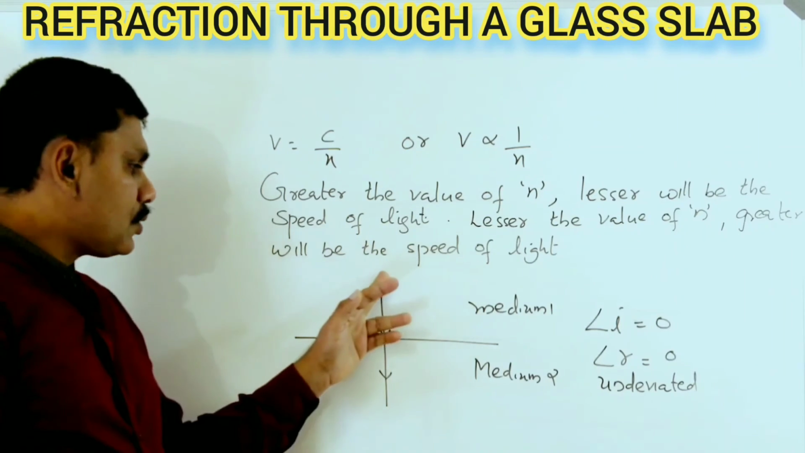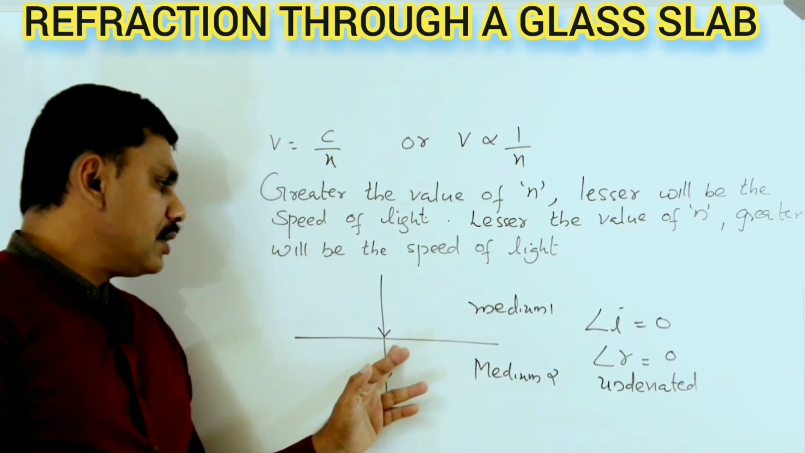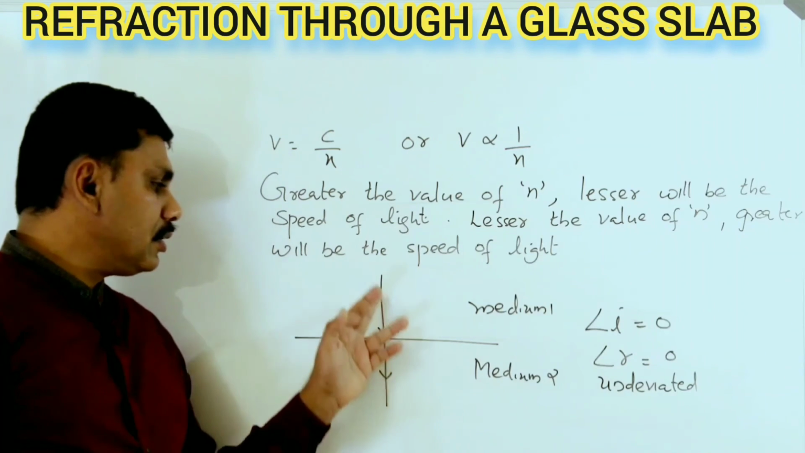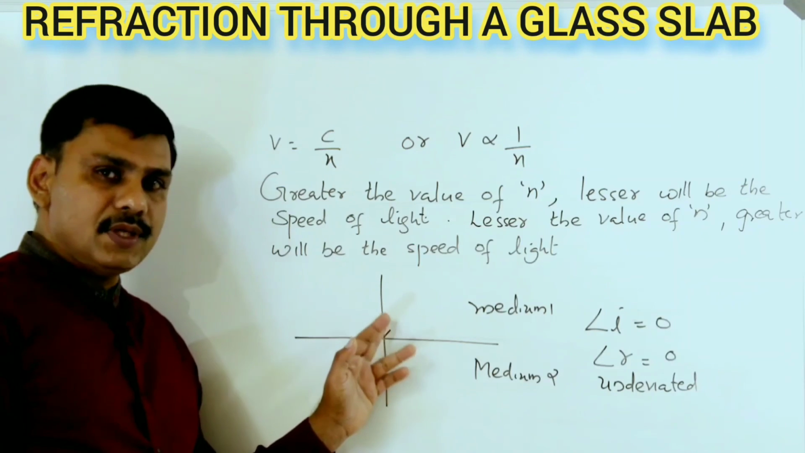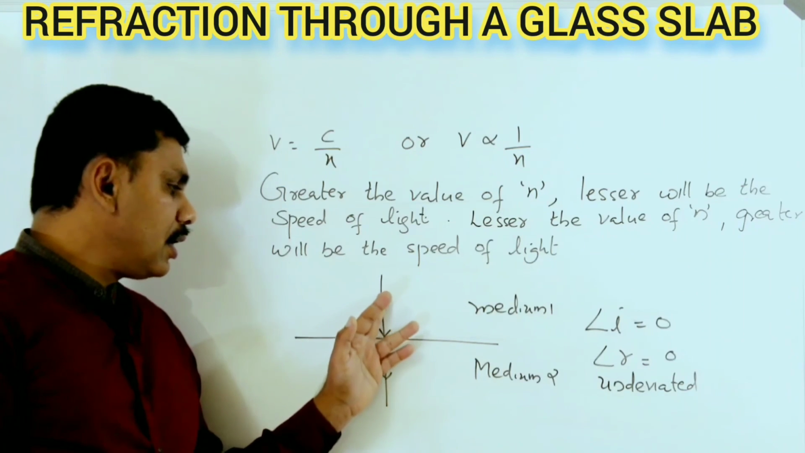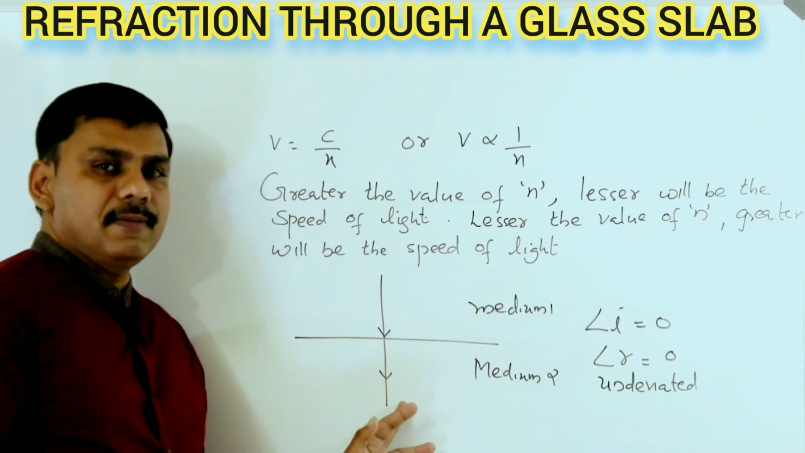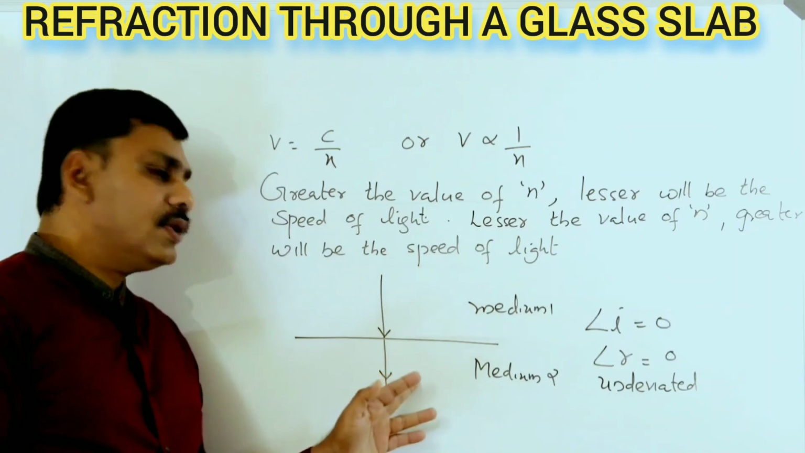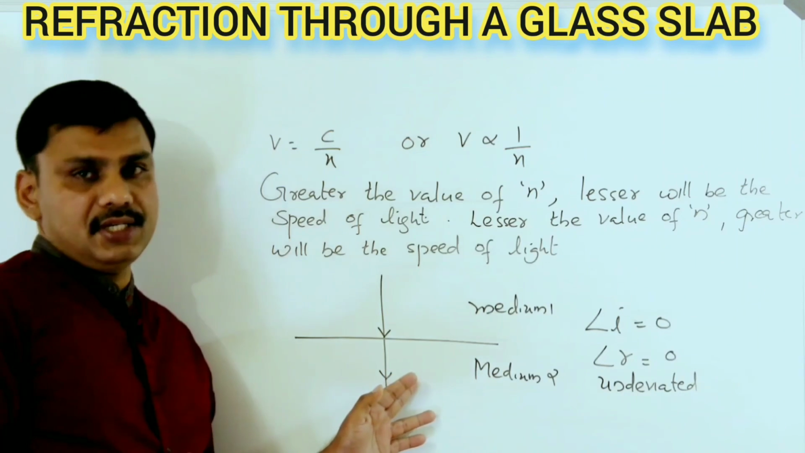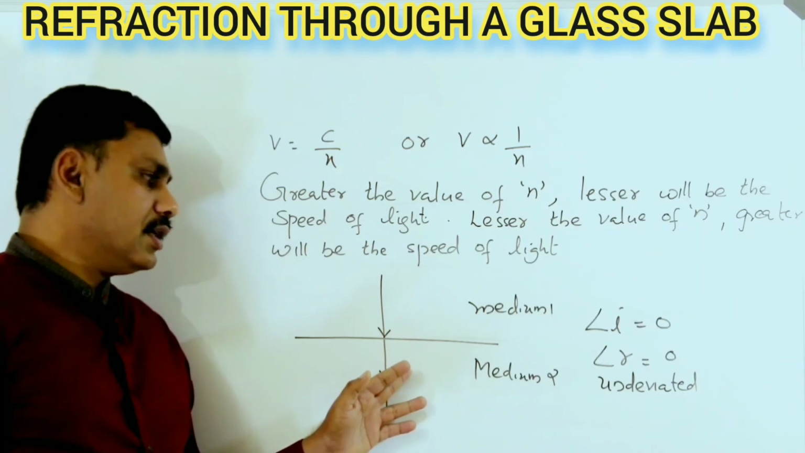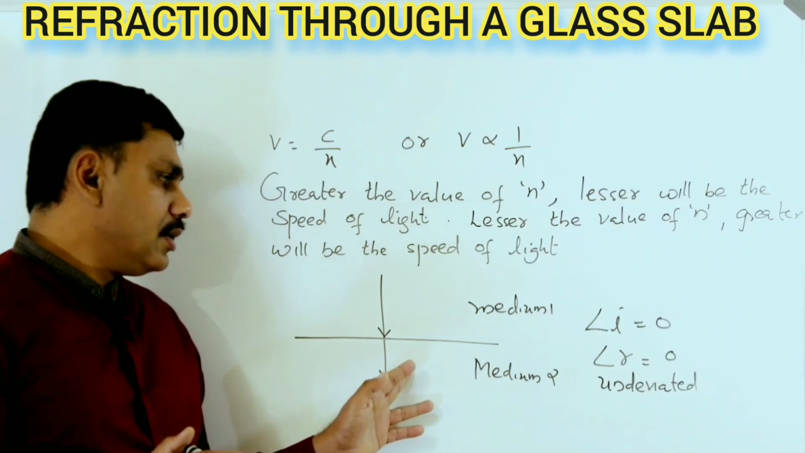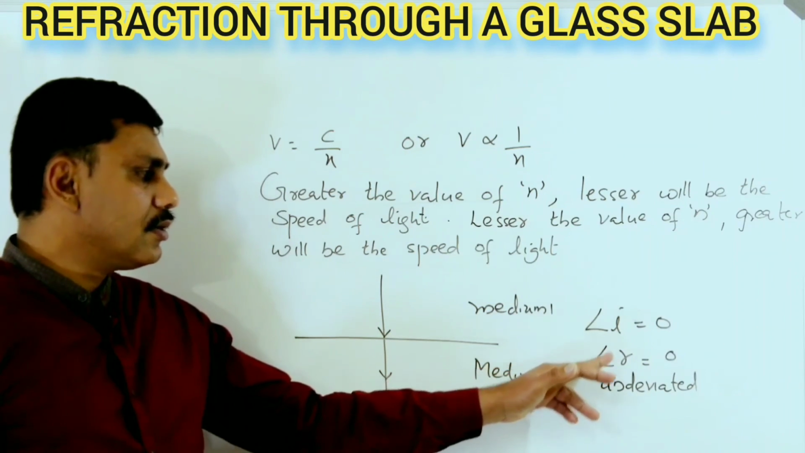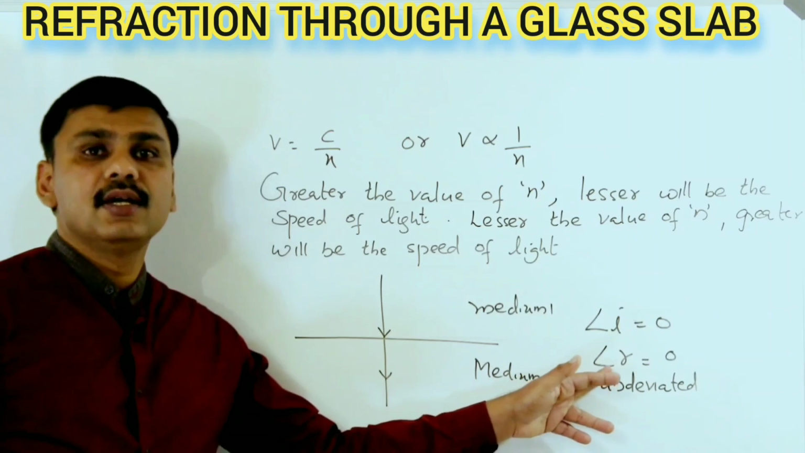So when the ray is incident on the surface at 90 degrees to the surface, the ray passes through the medium without any deviation, or the ray enters the second medium without any deviation from the original path. So this is medium 1 and medium 2. Here the angle of incidence is 0, and the angle of refraction also will be 0.